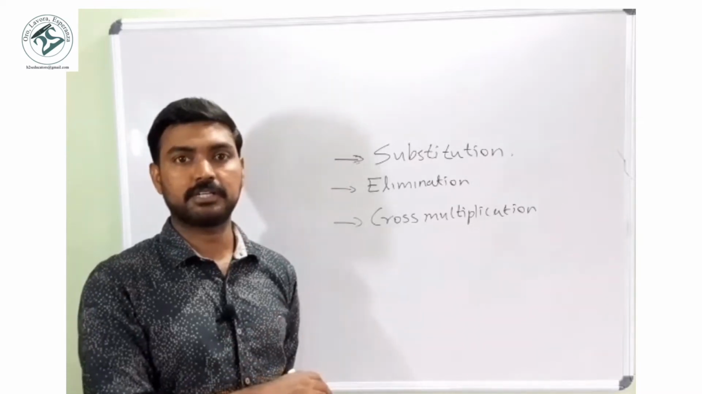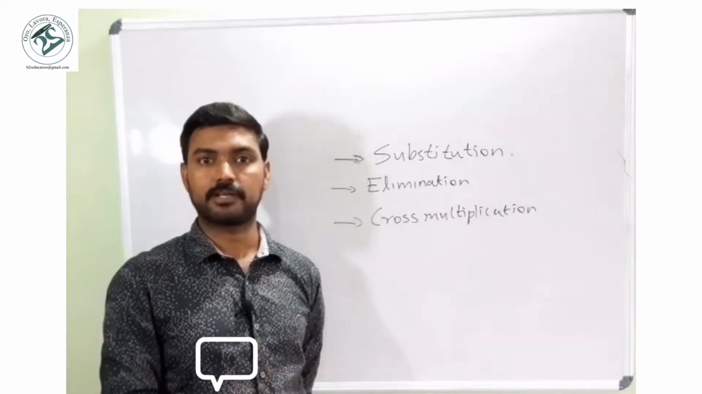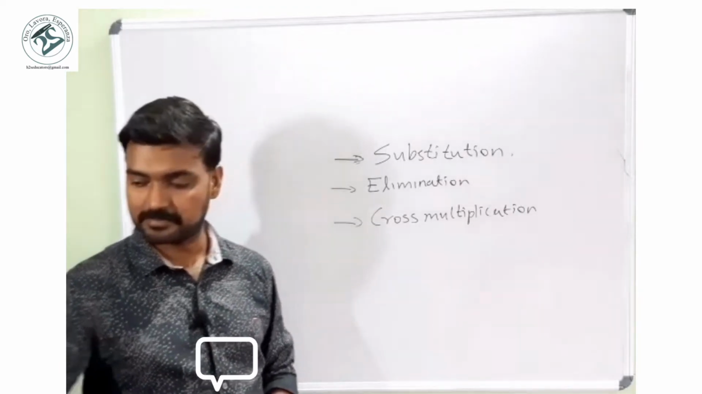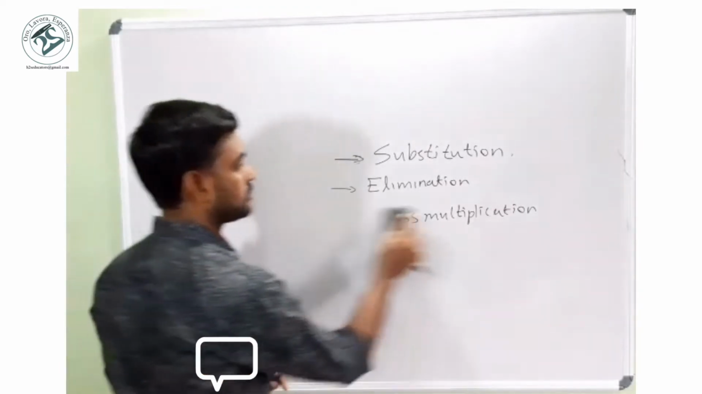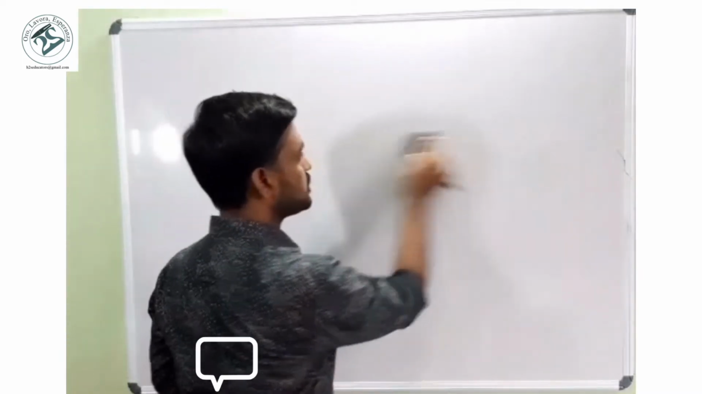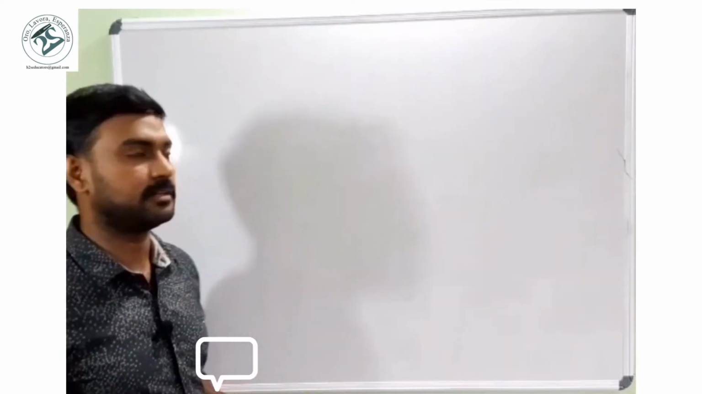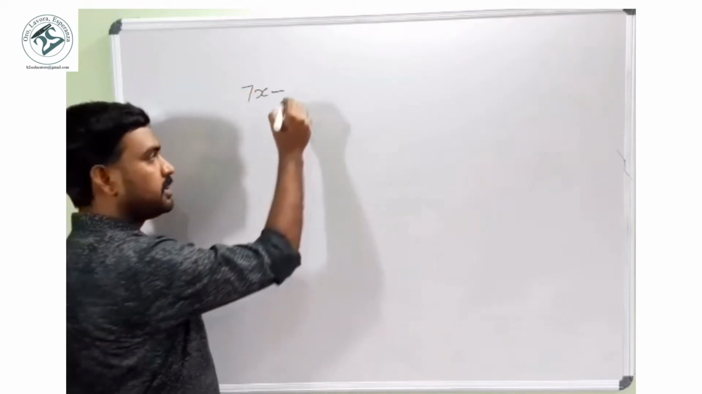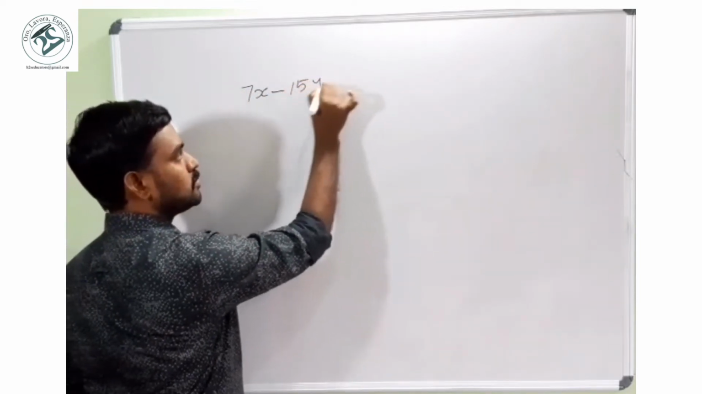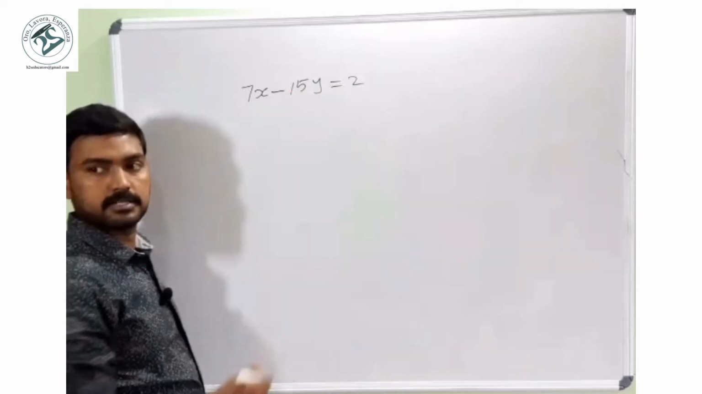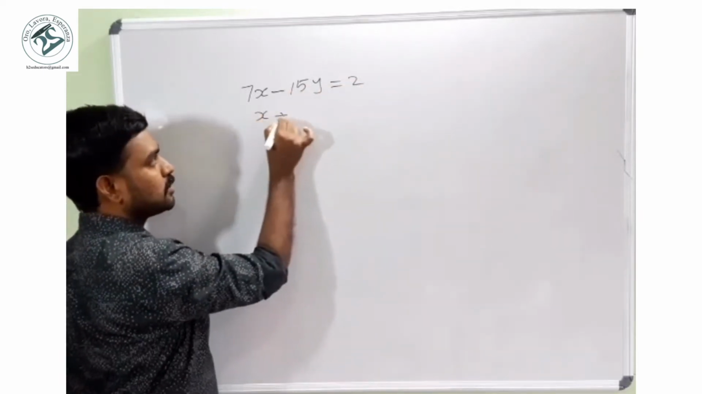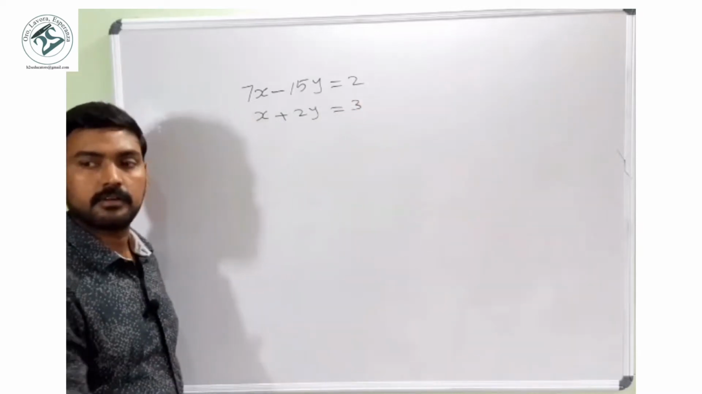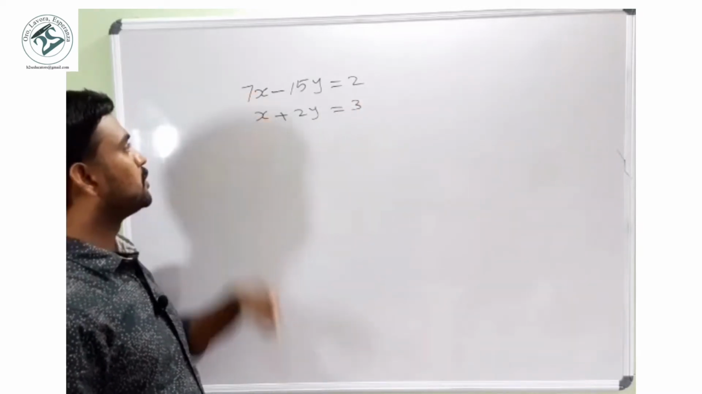In the previous session, we studied how to solve graphically. So we can take an example of pair of linear equations and solve it. First, we are going to study substitution method. For example, 7x minus 15y is equal to 2 and x plus 2y is equal to 3. So we have two equations.